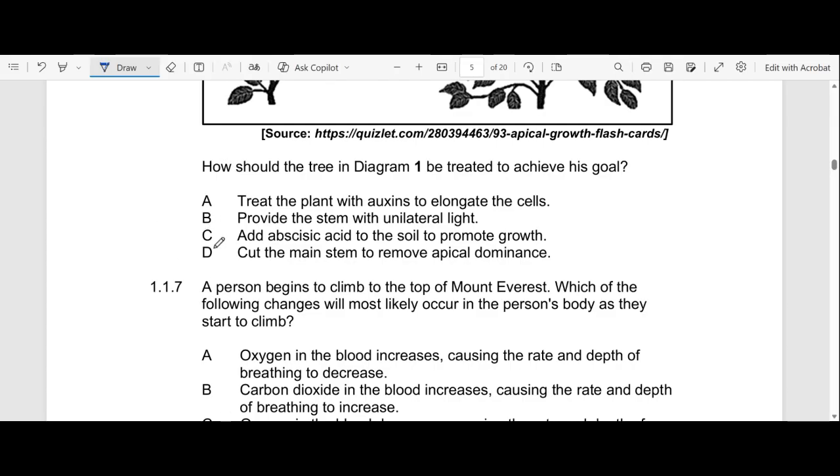Okay, let's go to C. Add abscisic acid to the soil to promote growth. Obviously, we know that's not true, right? Abscisic acid actually inhibits growth in a plant.